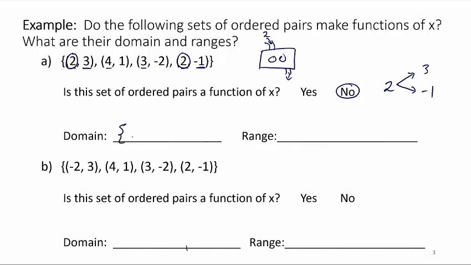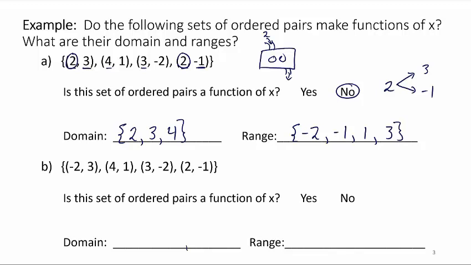So what are the x values here? Well, we have 2, 3, and 4. Even though 2 is listed twice, just list it once in the domain. And the range values, let's see, -2, -1, 1, and 3. I'm just listing all of the y values that are present there. You don't have to list them in order, but I think it's nicer on the eye to do so.